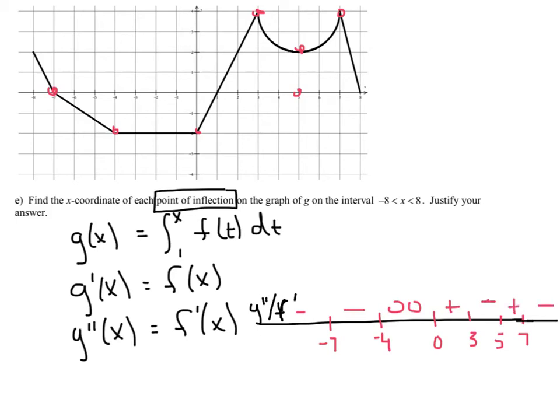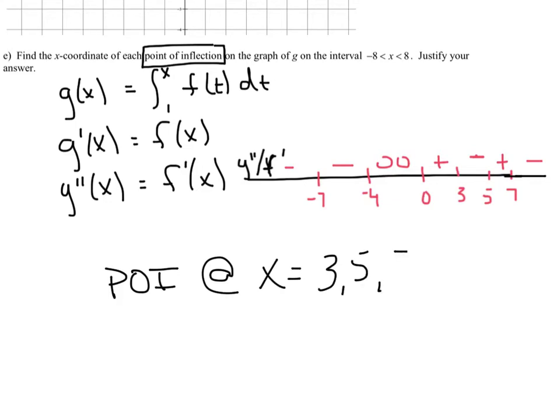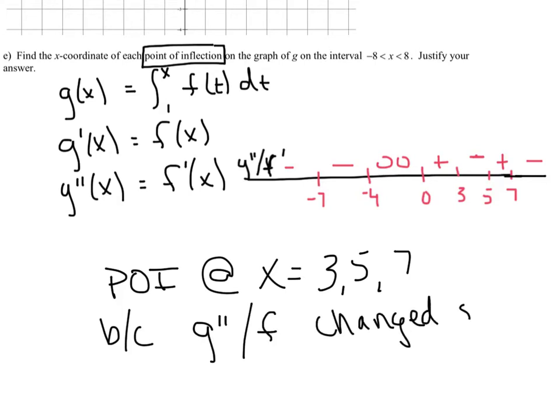So I'm going to say there's a point of inflection at, let's say, 3, 5, and 7. I'm going to say points of inflection at x equals 3, 5, and 7, because, why? g double prime slash f prime changed signs. Let's put a big old exclamation on that. That's the last one for that problem.